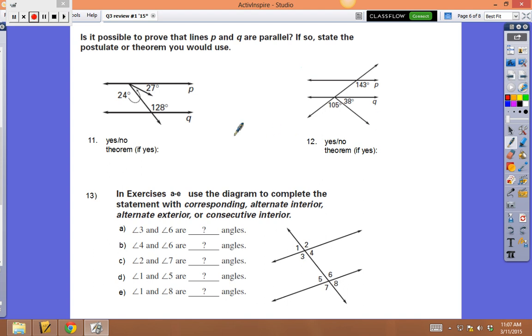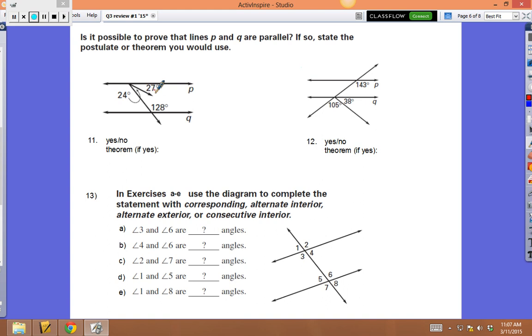Okay, 11. Do you have enough to determine these are parallel? P and Q, are P and Q parallel? P and Q are parallel if 128, this angle, plus this angle. These are not going to be congruent. They're going to be supplementary, so they're going to add and give you 180. So 128 plus 24 plus 27, you add that together and it gives you 179. So they are not parallel. If they would equal 180, then they will be parallel. So they're almost parallel, but they're not.